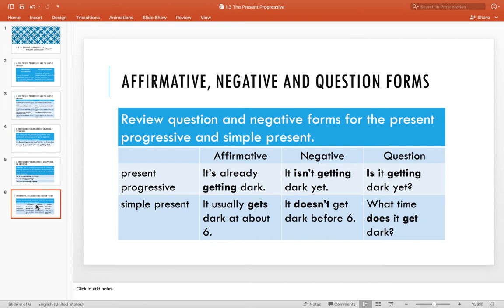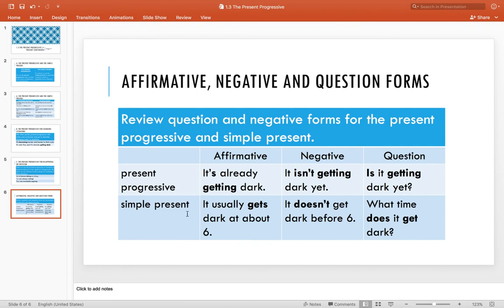And this is just a chance to review the affirmative, negative, and question forms. Here's the present progressive. I say it's already getting dark now. If I want to say negative, I say it isn't getting dark yet. If I want to make a question, it becomes, is it getting dark yet?